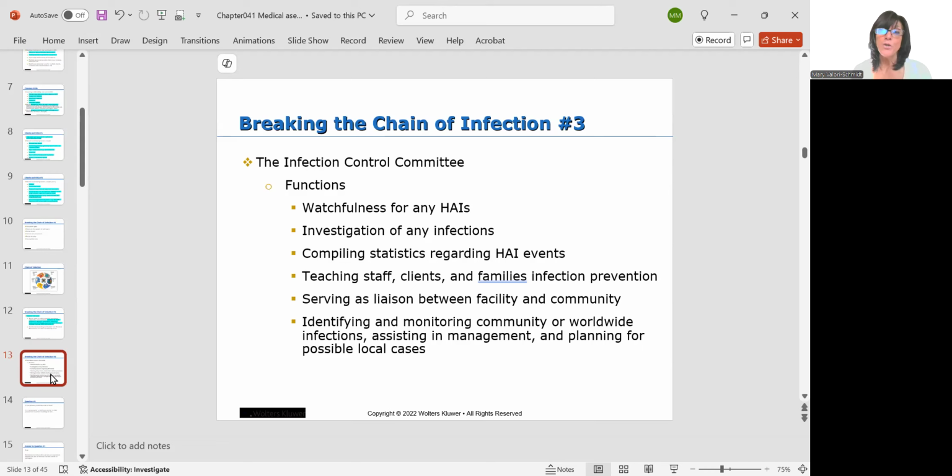They also monitor the community and the world. Think about when COVID hit, right? We really didn't know initially what it was. So we were relying on information from like the World Health Organization, to try to plan ahead, to try to prevent people from getting it.